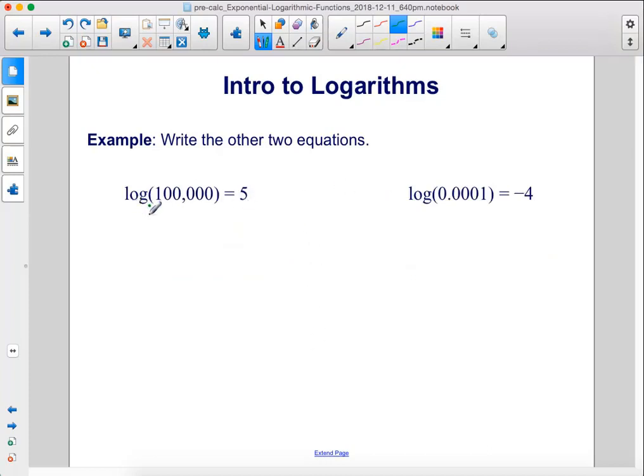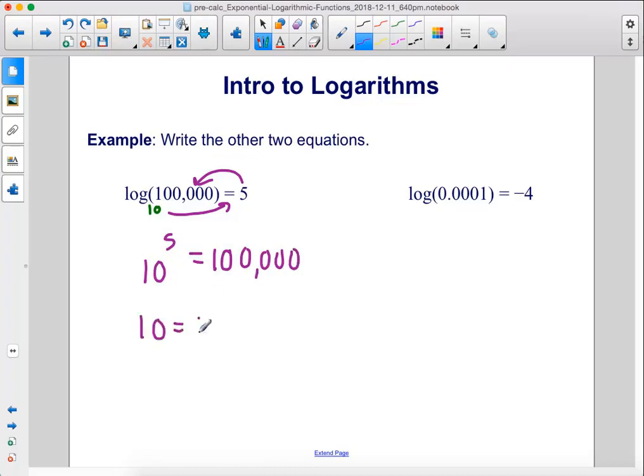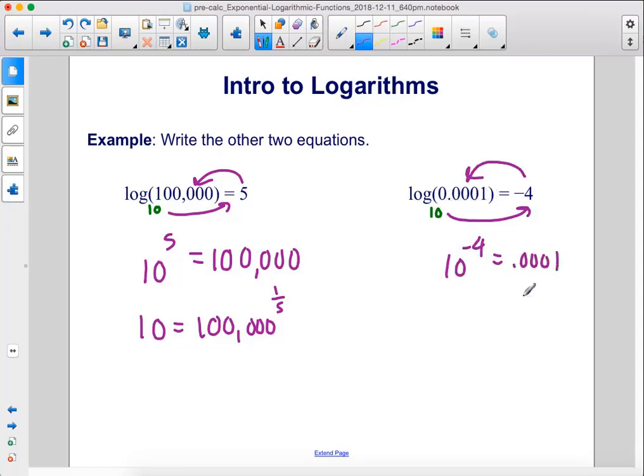Write the other two equations. All right, so it might help to write the 10 here. So you can see 10 to the 5th power equals 100,000. And then for the other equation, just swap the exponent to the other side and use the reciprocal. So 10 equals 100,000 to the 1/5 power. Over here we have log base 10. So 10 to the negative 4th power equals 0.0001. And then swap the exponent. 10 equals 0.0001 to the negative 1/4 power. And there you go.